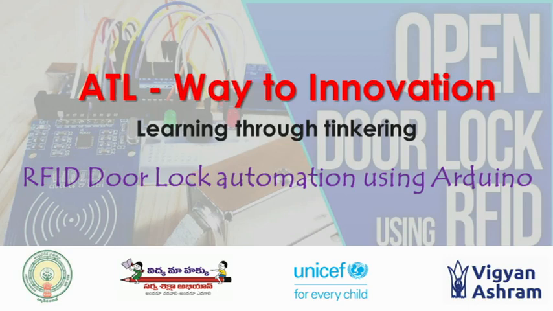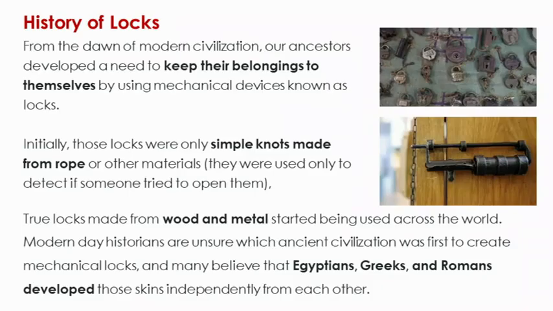We have been using different locks to secure our homes, schools, or different premises. So let's talk about locks in more detail, their history and their types. Human beings, since the time of modern civilization, our ancestors developed something to keep their belongings to themselves. Initially they were simple knots made using rope or some other mechanisms. But wooden and metal locks came into use. Different cultures like Egypt, Greek, or Roman started developing these types of wooden and metal locks. We can see them around us nowadays.